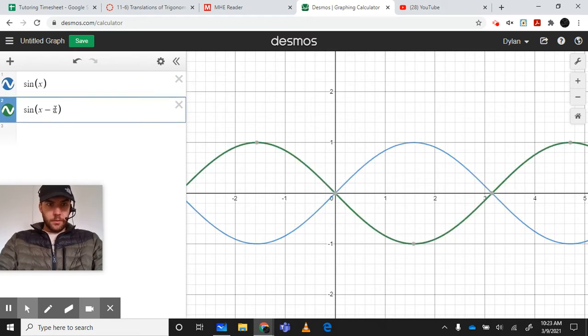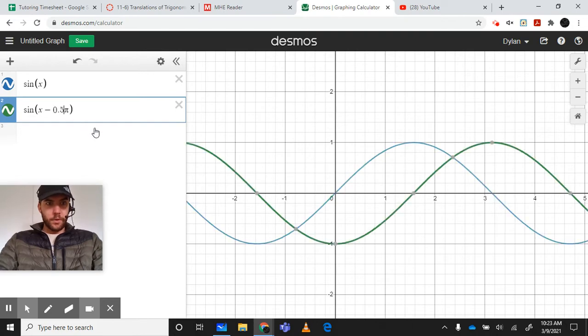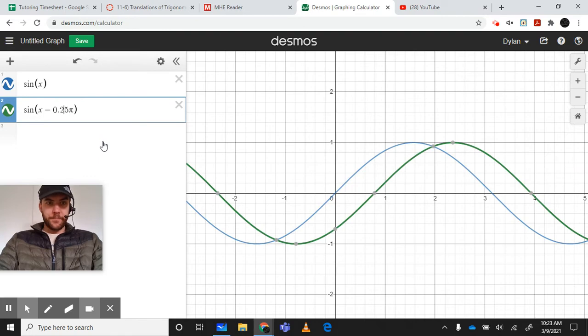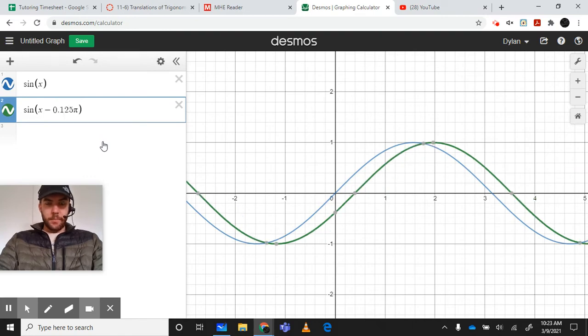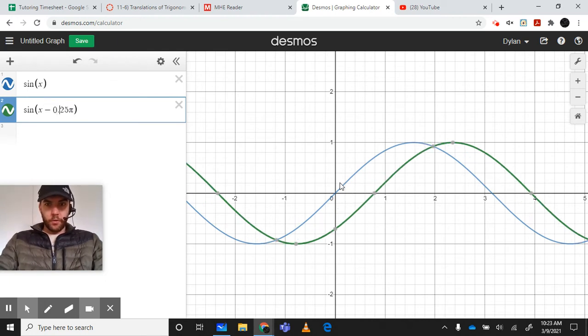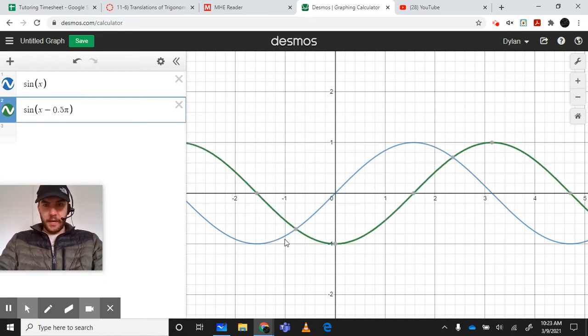Let me try to do this a different way. Let's do a smaller shift. Let's say we're going to subtract half pi, or a quarter pi, or an eighth pi. Any of these subtractions, we're moving our blue line, our sine graph, towards the right. If I want to do 1/8 pi, I move it to the right a little bit. If I want to do a quarter of pi, I'm moving it to the right even further. If I want to do half a pi, even further.